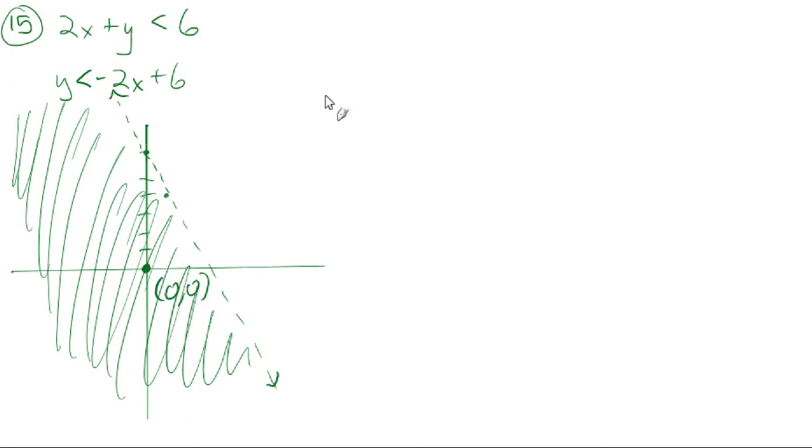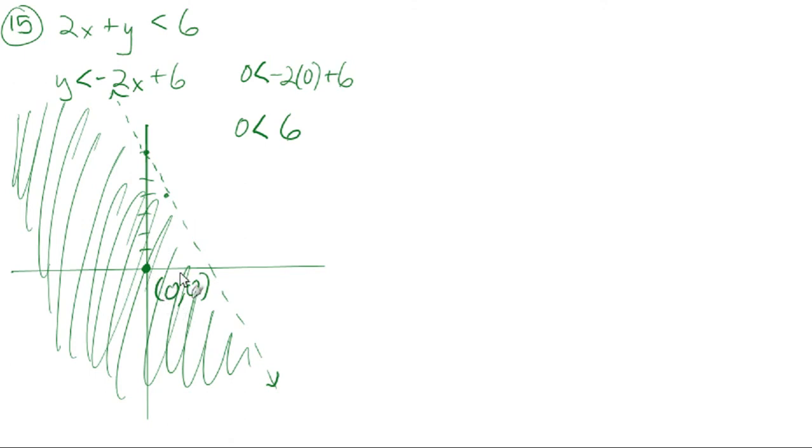0, 0 should work. So 0 should be less than what we get on this side. Remember, when we put in 0 into this side of it, that's going to be the point that's on the line. So we should get a 6 here. So 0 should be less than negative 2 times 0, which is 0, plus 6. And yes, that is true.